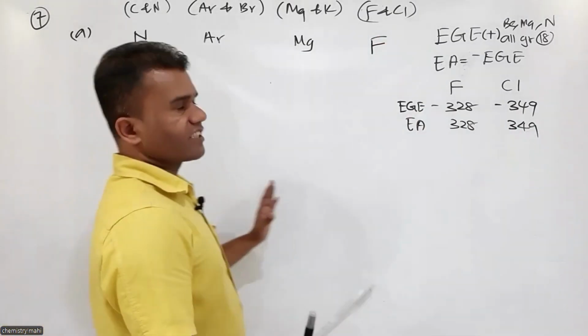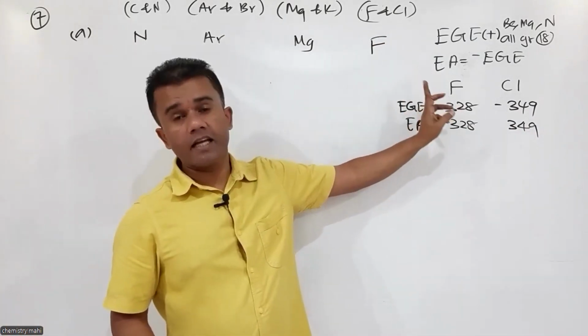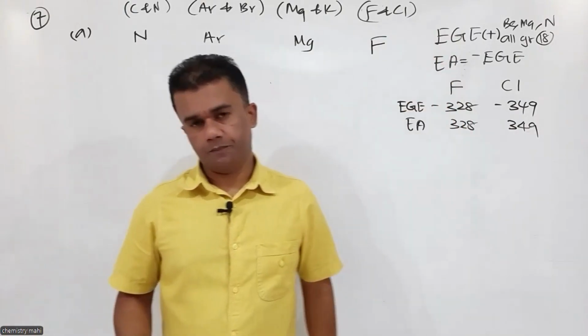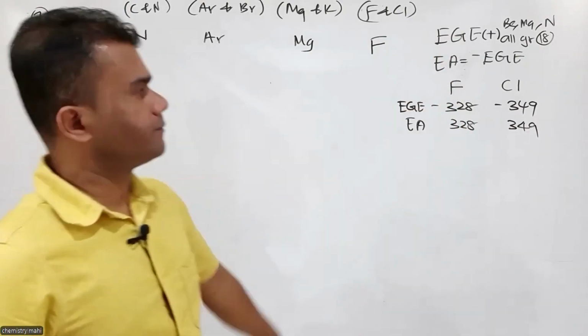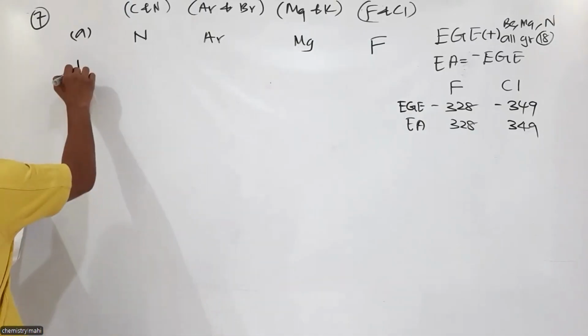I think you notice it, Hari. They don't ask electron gain energy, they ask electron affinity. And again, in electron affinity, they ask the more negative electron affinities. I think you got it. These things should be the answer for the first set. Hari. B, what is B?